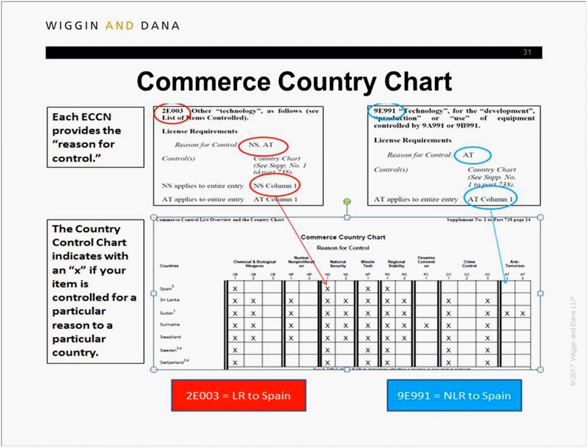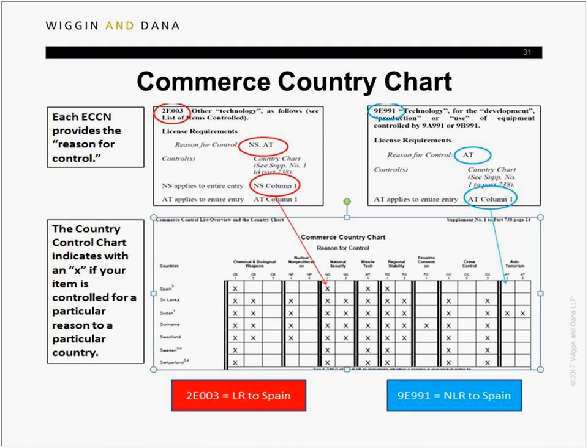So to recap, you look at the ECCN, then you look at the reason for control, and then you look at which column of the reason for control applies. You go to the Commerce Country Chart, you find the country, you scroll across to the reason for control, and you see if there's an X in the box. So in this case, 2E003 is license required to Spain.